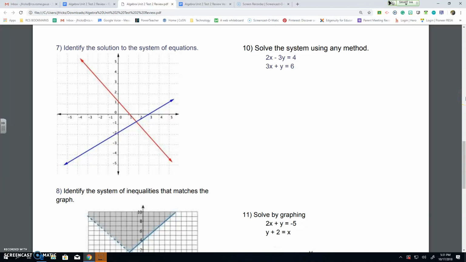Guys, welcome back. I'm going to work this one a little bit differently. I'm going to work the problem on the left and then the problem on the right. So we'll go 7, 10, and then 8 and 11, and then we'll finish up the rest of them underneath.